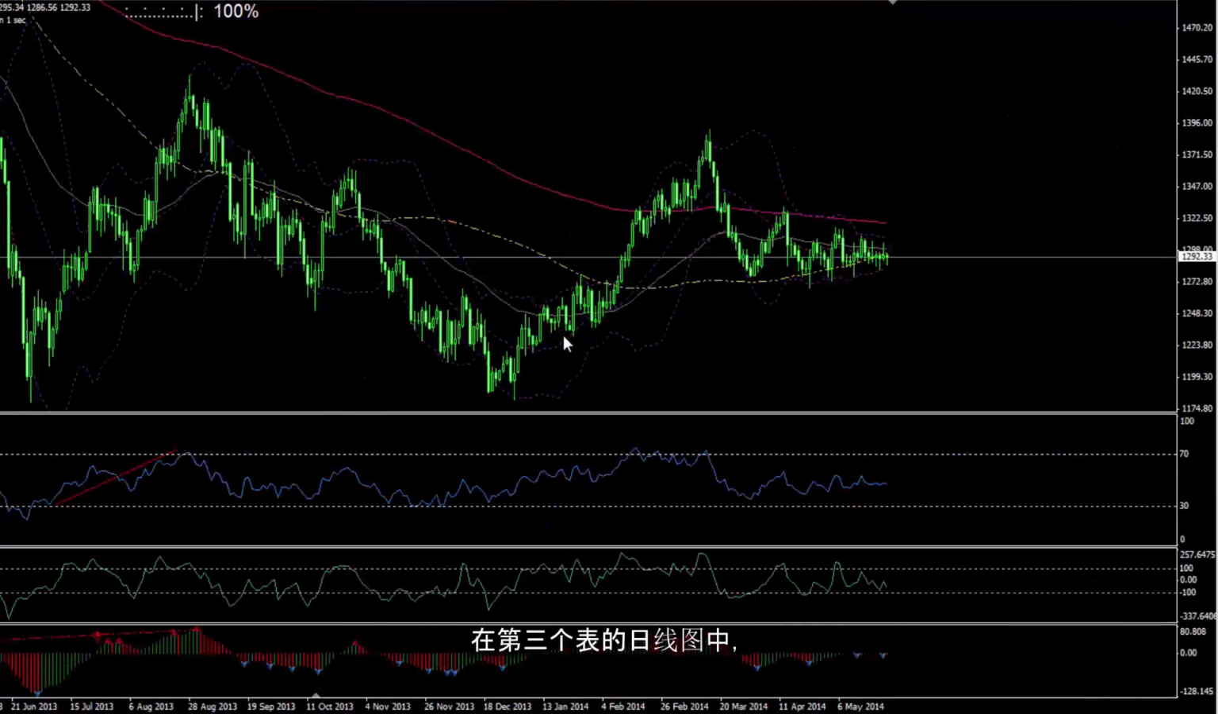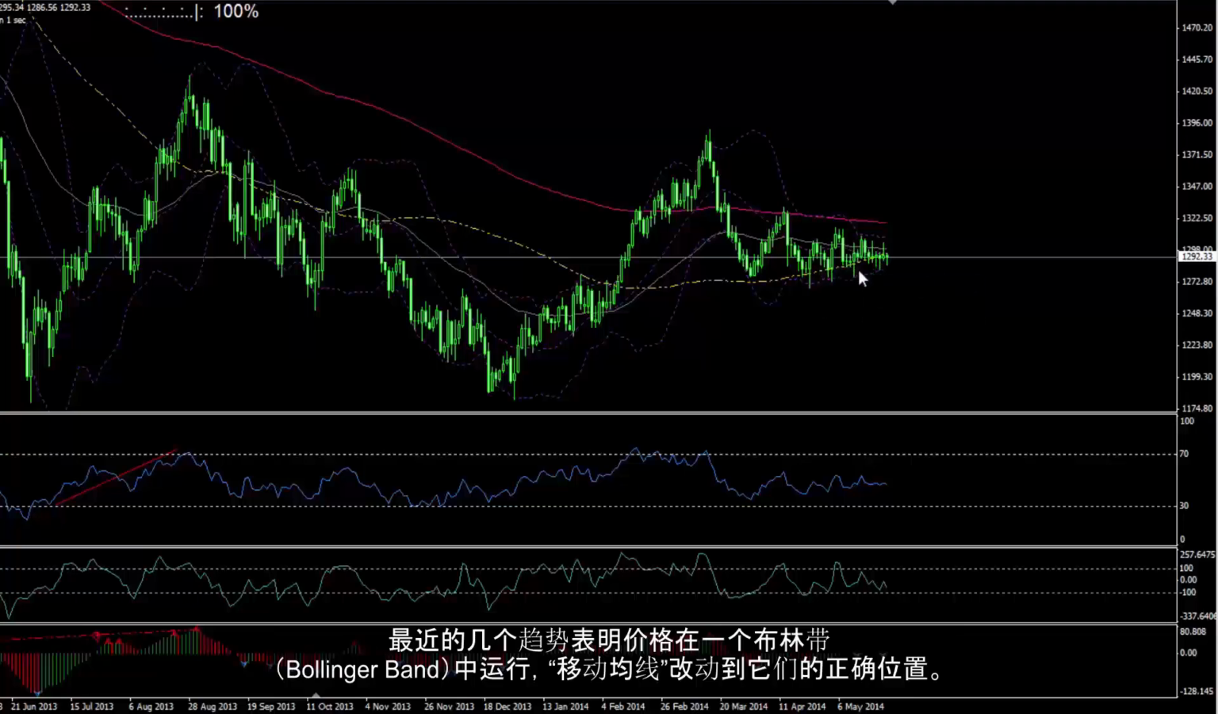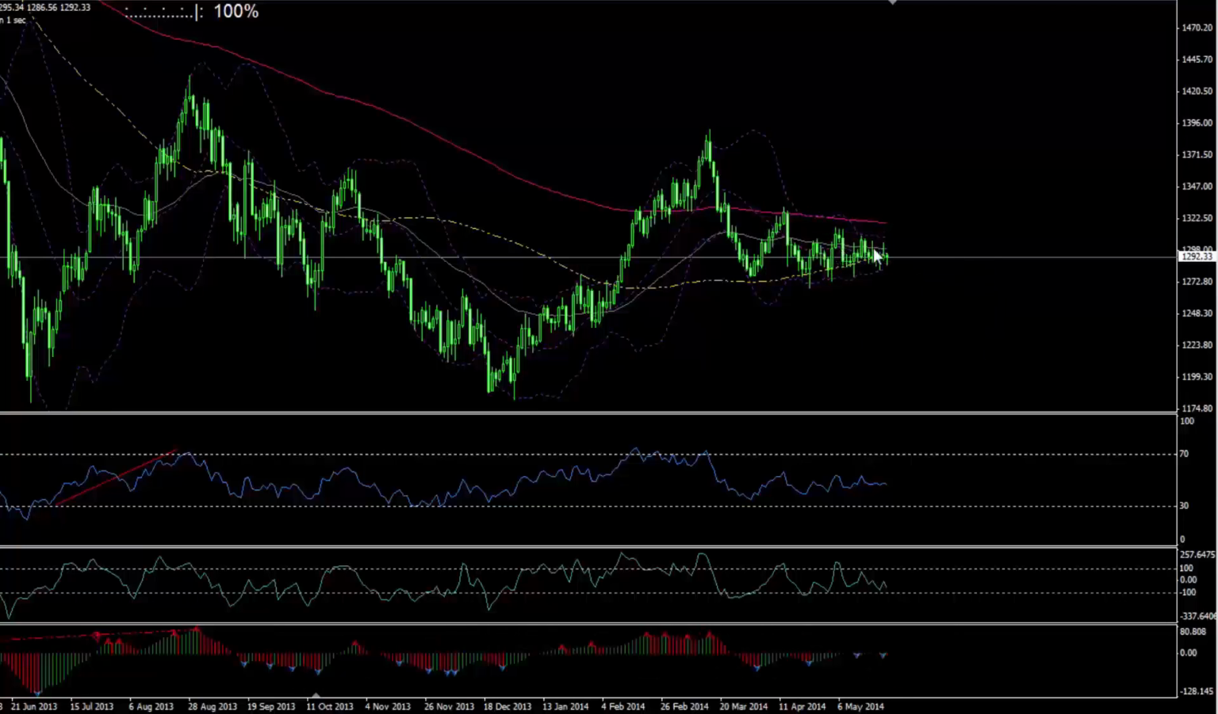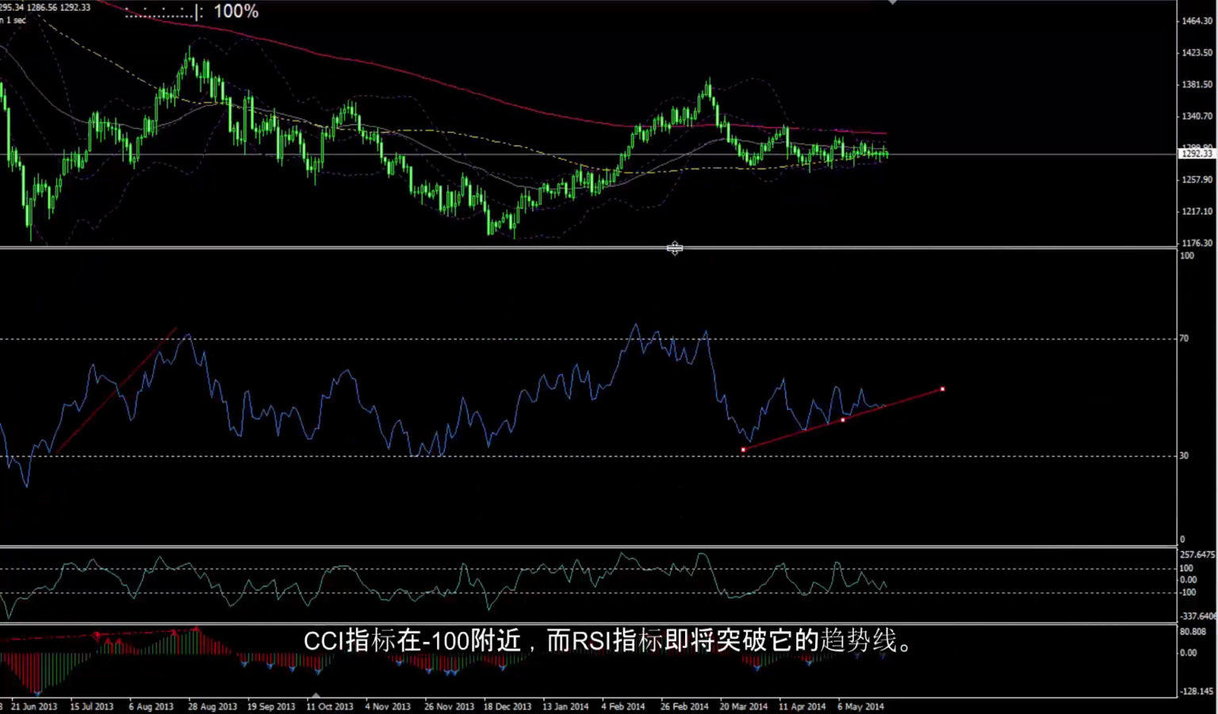On a daily time frame of the third chart, the latest trend shows that the price is in a Bollinger Band and moving average lines are relocating to their correct places. If the price crosses line 50 towards the bottom and line 50 falls lower than line 100, then a bearish trend can continue towards the bottom. CCI is near level minus 100 and RSI is close to breaking its trend line.